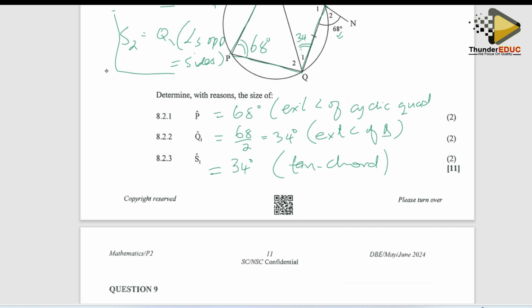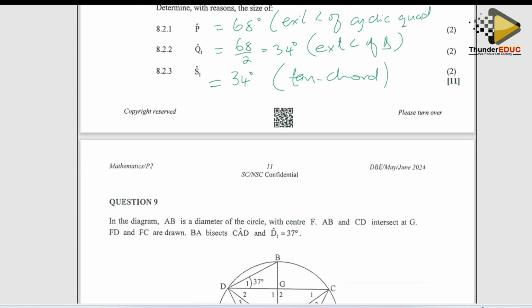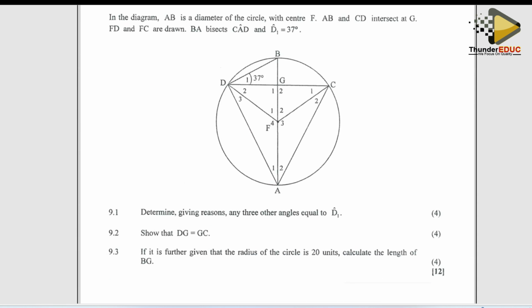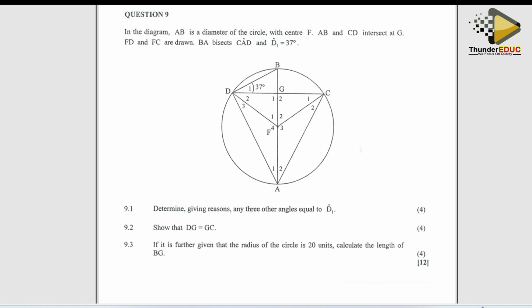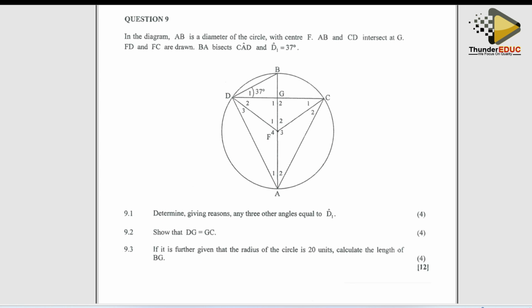Okay, then question 9. In the diagram, AB is a diameter with center F. AB and CD intersect at G. FC is drawn. BA bisects. So that word is crucial. And then they want us to determine, giving reasons, any three angles that are the same as D.